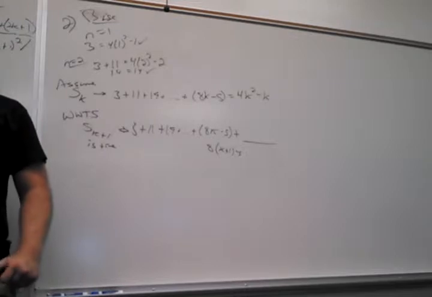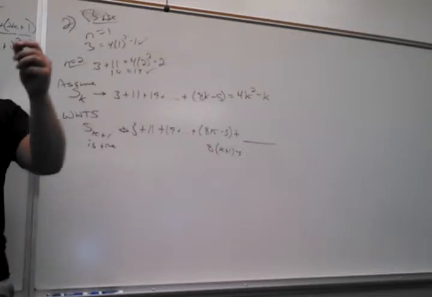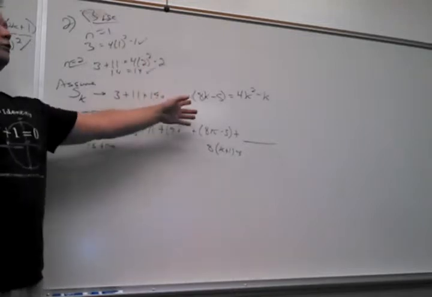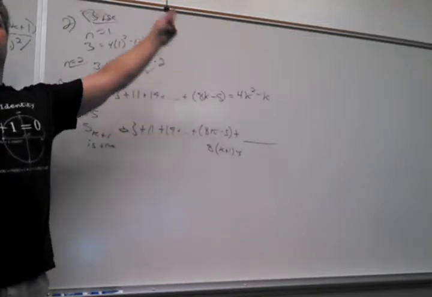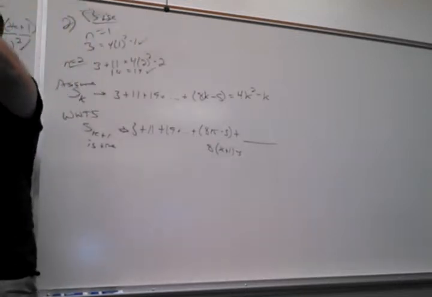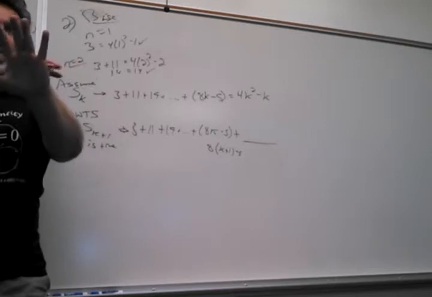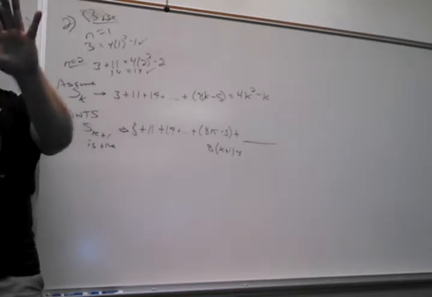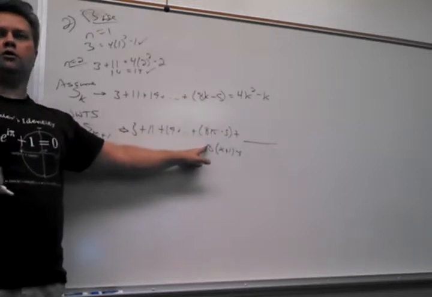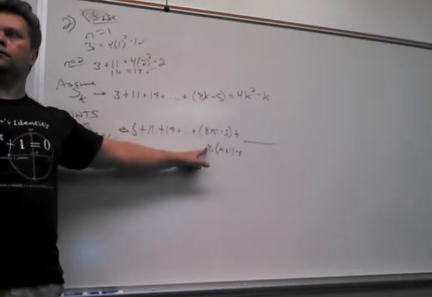You guys see that? All you're doing is plugging in. For example, if I want to know what the fifth one is, what would I plug in? I'd plug 5 in. If I want to know what the next one is, I would plug a 6 in, right? So I want to know what the kth one is. Now I want to know what the k plus 1th one is. What do I do then? I plug in k plus 1. That's all there is to it.